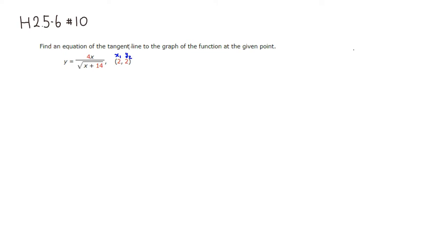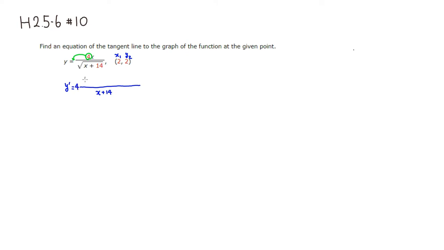Then in order to find a slope, we need a derivative. So let's take the derivative. y prime is equal to, first I'm going to square the denominator using the quotient rule. So you get x plus 14. And actually, 4 is just a constant multiple, so I'll place it outside. I'm just going to put the 4 right in front here.